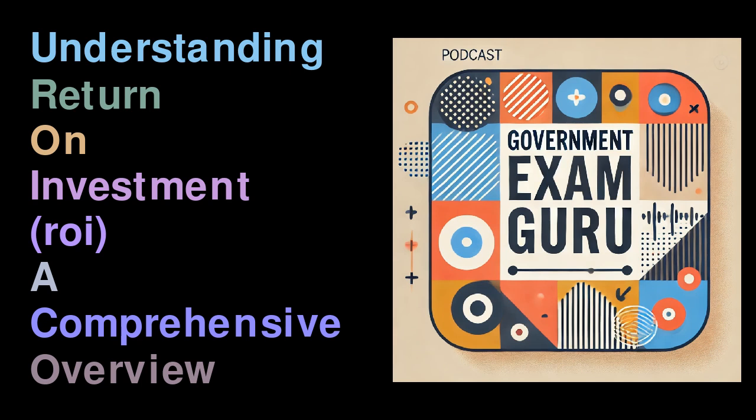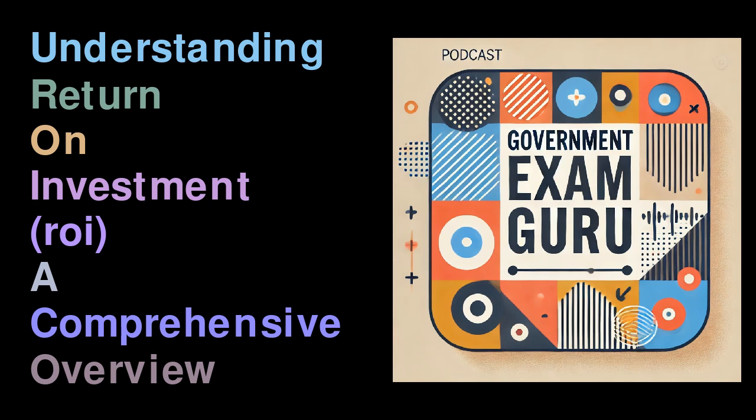Key components of ROI calculation. 1. Current value of investment. This encompasses the total proceeds from the investment, including any cash flow it has generated over time. 2. Cost of investment. This includes the initial amount invested along with any ongoing maintenance or operational costs.